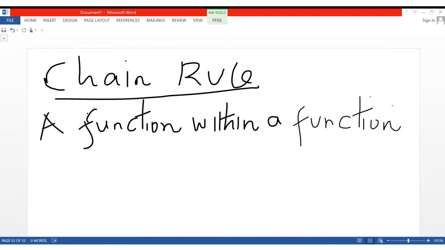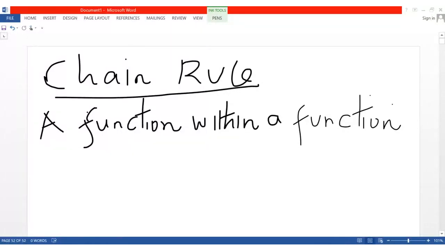We are on chain rule, whereby we shall be differentiating a function within a function. We shall be introducing a letter u, basically to call the function that is inside to be able to assist us. So that's what we shall be doing. We introduce a u, then we differentiate the u, and then there's a formula that we shall be able to use.